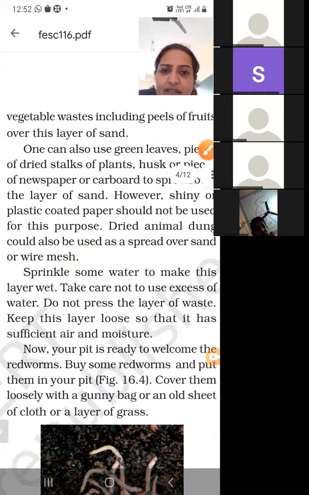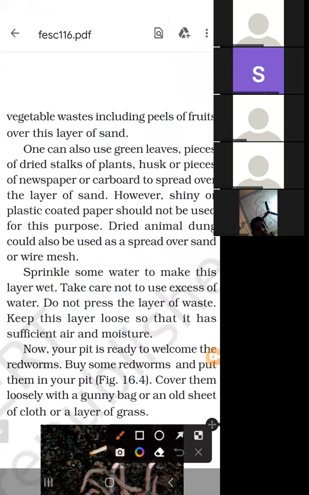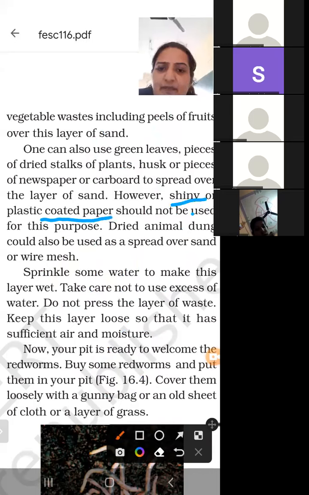If we are covering the soil, we should not use shiny or plastic coated paper. Shiny surface paper or plastic coating paper should not be used to cover the sand. Dried animal dung could also be spread over sand. We can add animal dung, pieces of newspaper, cardboard, and green leaves over the sand.